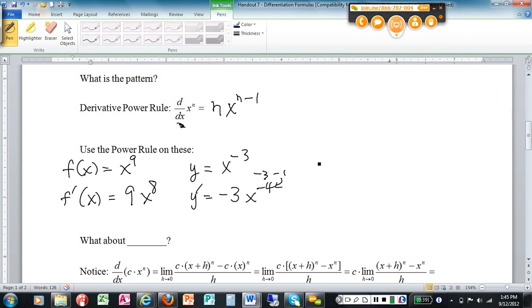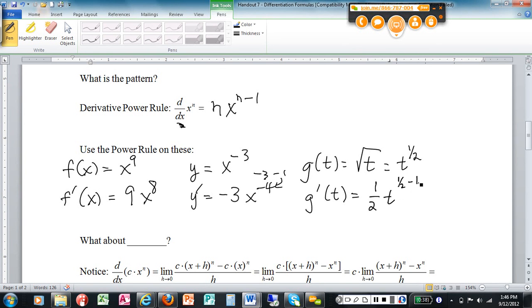All right, what about g of t equals the square root of t? What's g prime of t? Well, think of square root of t as t to the 1/2. The square root is 1/2 power. The cube root is 1/3 power. So change that over to the 1/2 power, the square root. All right, so that's going to be, bring down the powers, 1/2 t, and then I do 1/2 power minus 1. So what is that going to be? It's 1/2 t to the minus 1/2, isn't it?